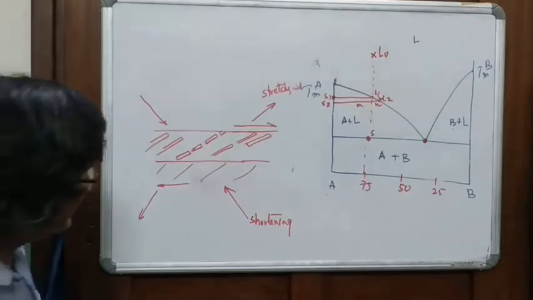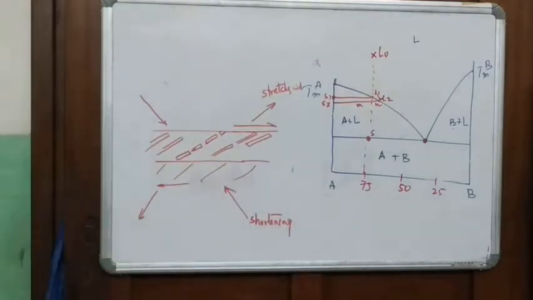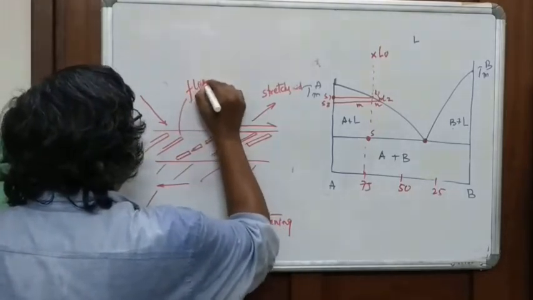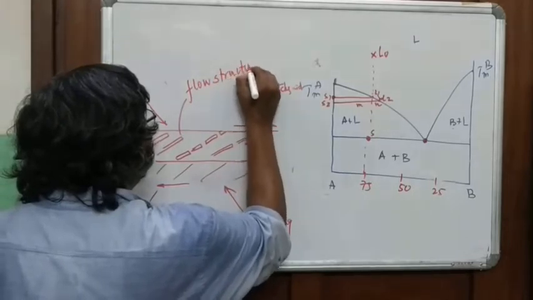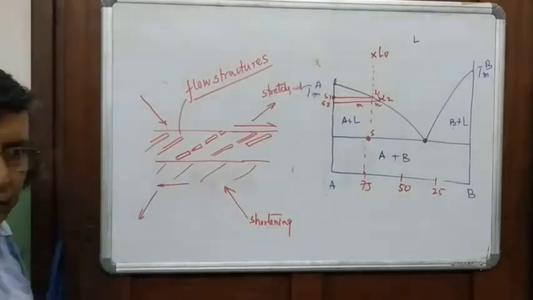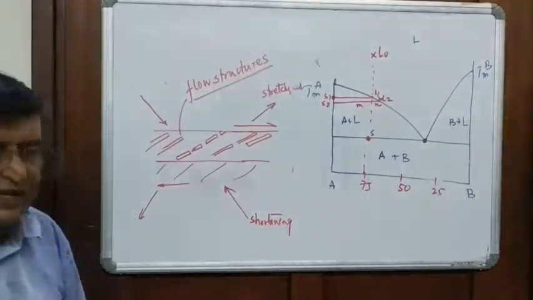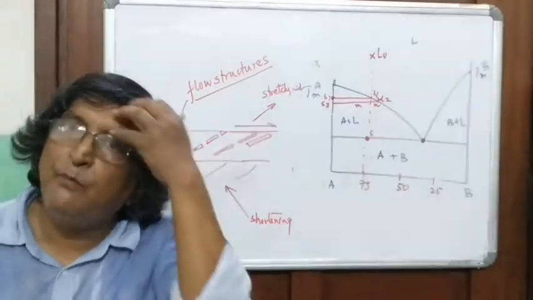Have you understood? Now these are called flow structures. These are very good features to show in which direction the magma moved.